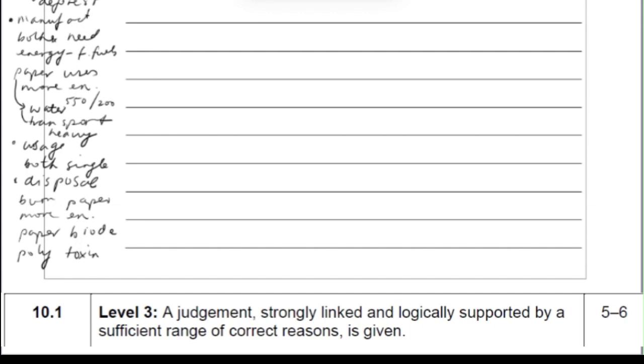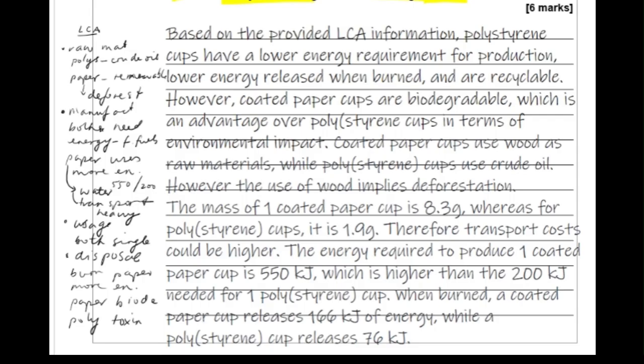If we look at the mark scheme, we remember that these 6 markers are marked holistically. What that means is you don't get 6 marks for 6 points. It's an overall impression. So for level 3, you must make a judgment strongly linked and logically supported by a sufficient range of correct reasons. In my long answer here, we've got a mixture of my knowledge, your knowledge and understanding, plus information from the table.